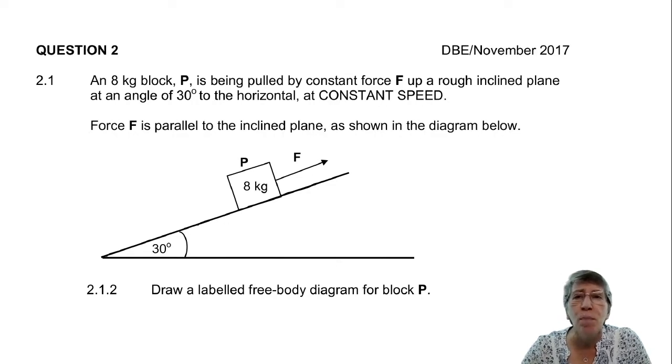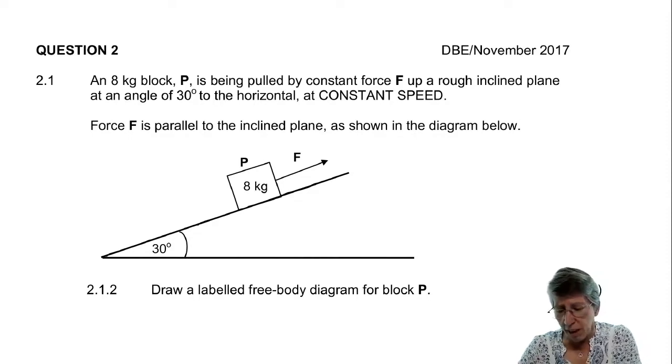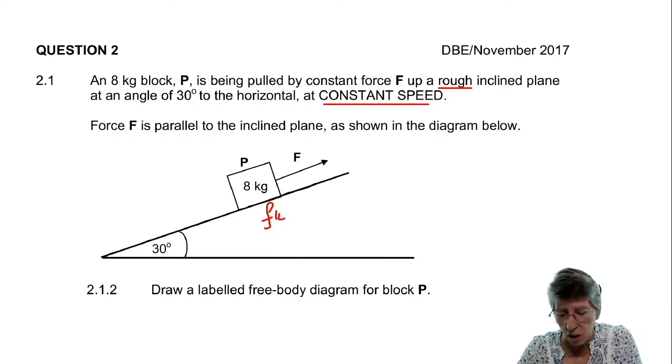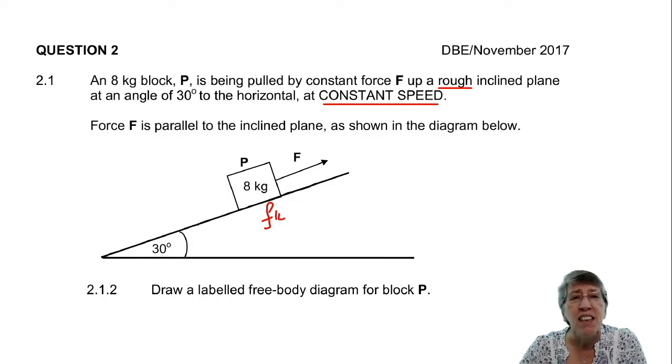An 8-kilogram block P is being pulled by a constant force up a rough inclined plane at an angle of 30 degrees to the horizontal at a constant speed. Now from this, we need to take the fact that it's a rough surface, and that immediately tells me there's a kinetic frictional force working there. And there's definitely a reason why that constant speed is printed in capital letters. That is going to show you how to approach this question.